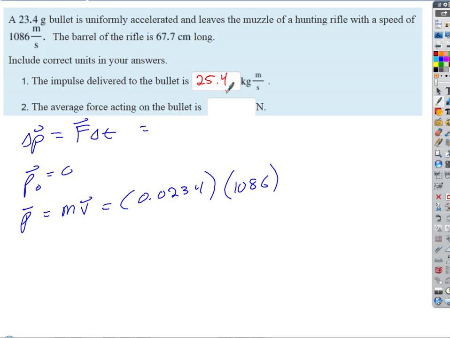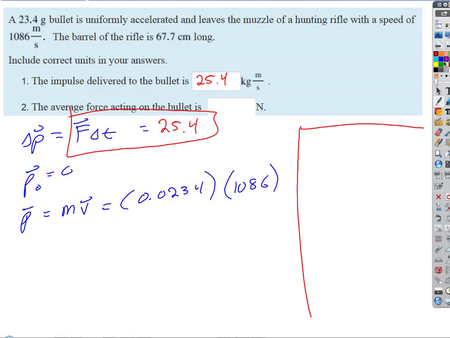Okay? Now what about part 2? The average force acting on the bullet. So if this is equal to 25.4, we have an equation to solve, but what are we missing? Time. Okay, but we can do kinematics on this, right? Let's look at the kinematic quantities. So we know V naught is 0, V final is 1086, and we want to find delta T, right? We don't know the acceleration, but we could do some calculating here if we needed to.